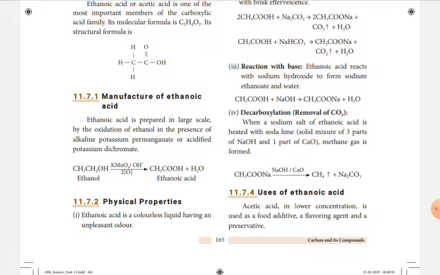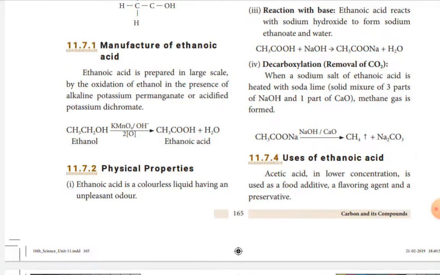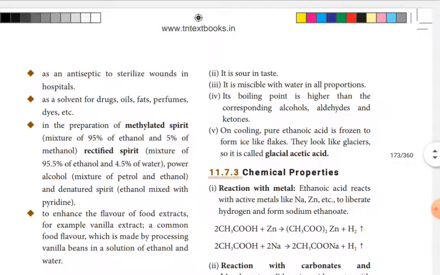Then physical properties. Ethanoic acid is a colorless liquid and having an unpleasant odor. And next, sour in taste. This is acid. Acids are sour in taste. Bases are bitter in taste. Already learned in the 8th standard. And there are tests to identify acid. Blue litmus to red. No color change in the phenolphthalein. Pink in methyl orange. And these are some of the tests to identify the acid.